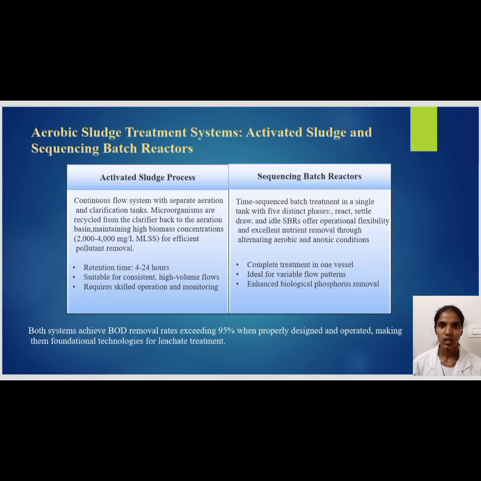In this slide we are learning the main aerobic treatment types. There are two types: activated sludge and sequencing batch reactors. In activated sludge, there are three basic components: wastewater flows continuously, next one tank for aeration plus one for a clarifier, and third, a very common and stable system. In sequencing batch reactors, one tank does everything in cycles. The next, good for places with changing flow. And the third, helps remove nutrients like nitrogen and phosphorus. Both can remove over 95% of BOD if run properly.